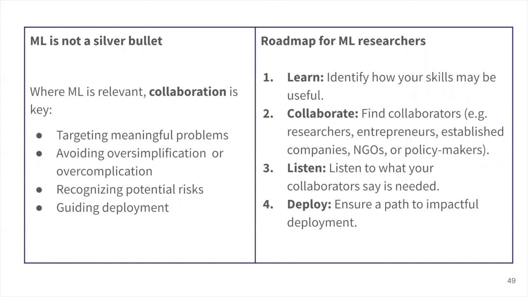Okay, so just reiterating, machine learning is relevant, but collaboration is key. The problems that you work on should emerge from the domains that are already working on climate mitigation and adaptation. And we leave with a roadmap: learn, collaborate, listen, and deploy. It can be a humbling experience to enter a field where you know very, very little. But that's where the most interesting and valuable projects are going to come from.